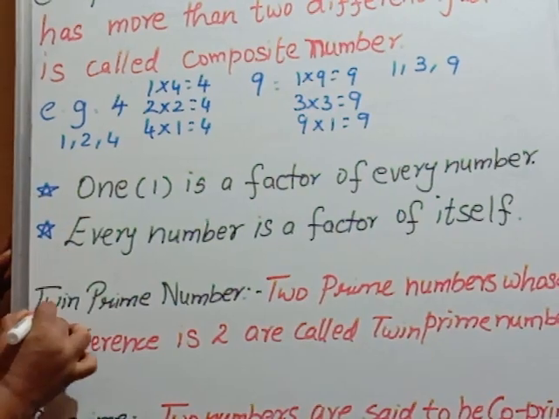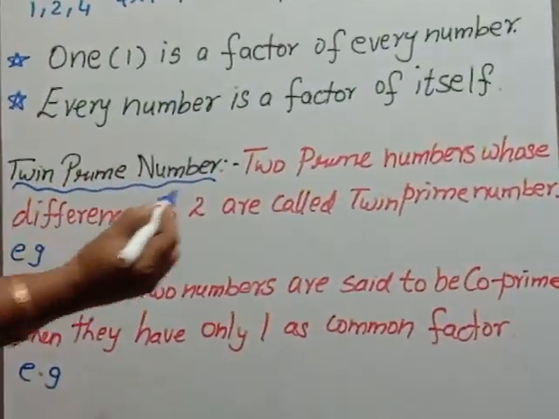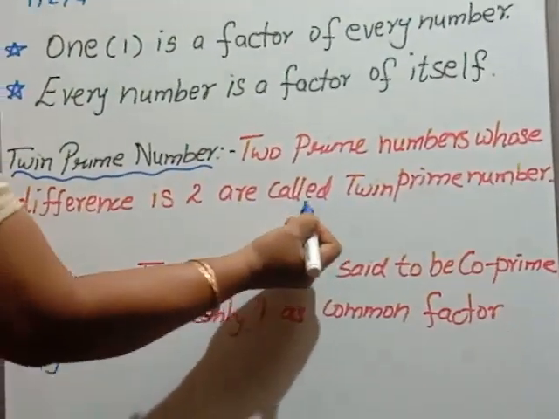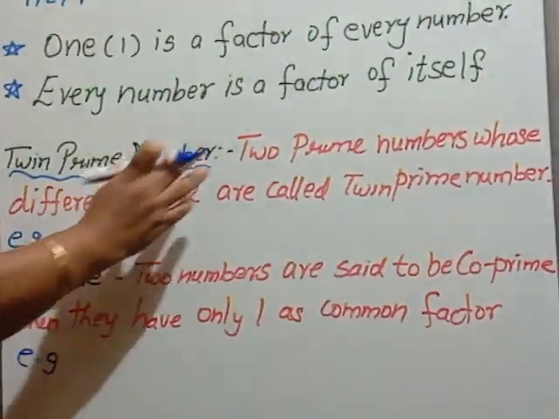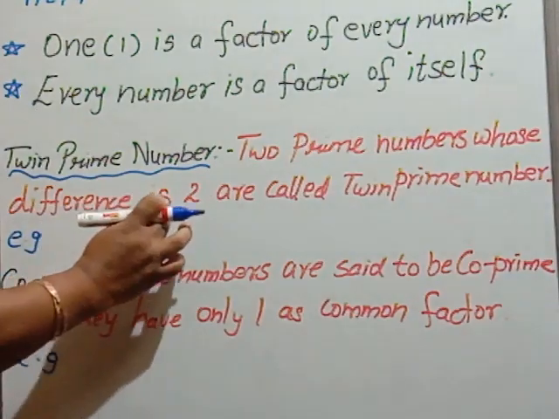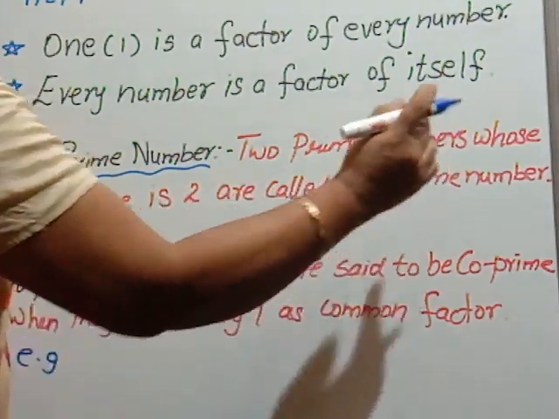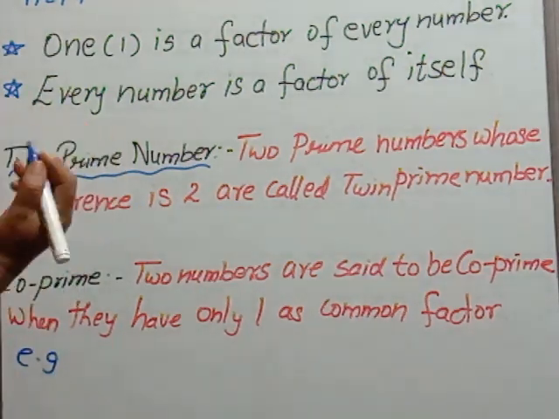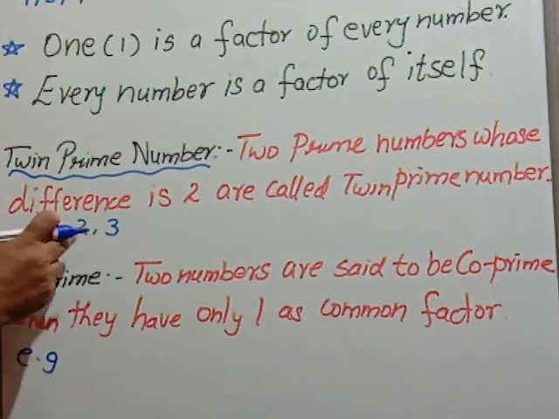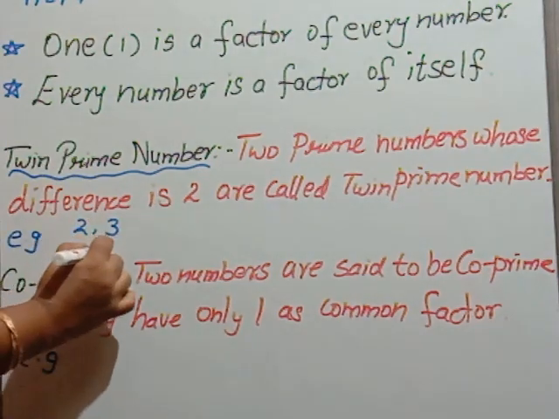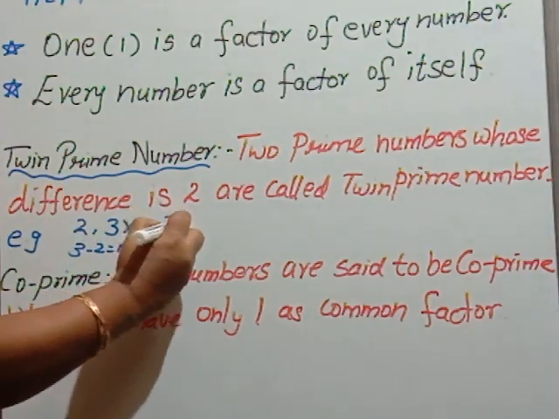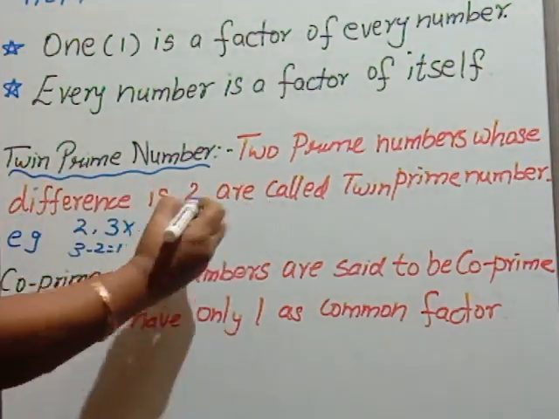Then next, what is a twin prime number? 2 prime numbers whose difference is 2 are called twin prime numbers. What is called a twin prime number? 2 prime numbers whose difference is 2 are called twin prime numbers. Example, prime numbers: first prime number, you take 2. Second prime number, 3. The difference is 3 minus 2, we are getting 1. So this is not a twin prime number. Now I will take 3. Then what is the next prime number?